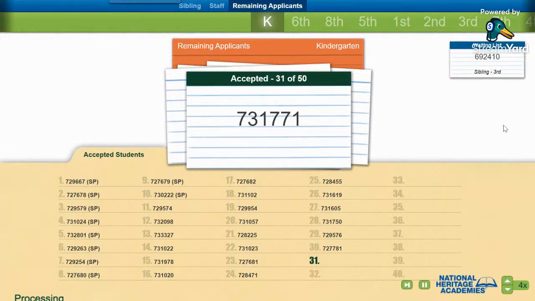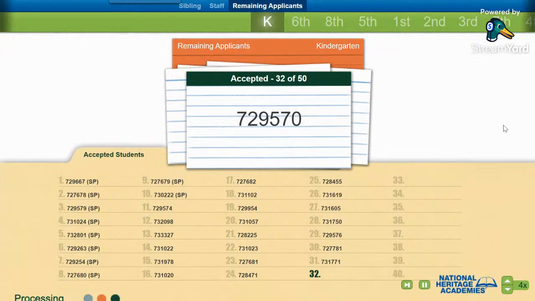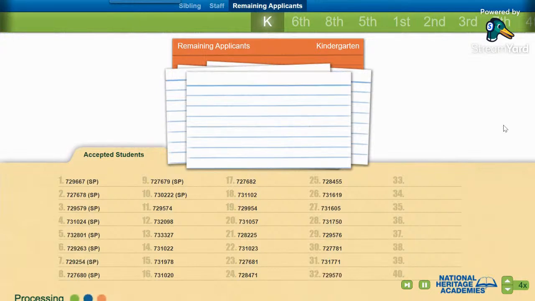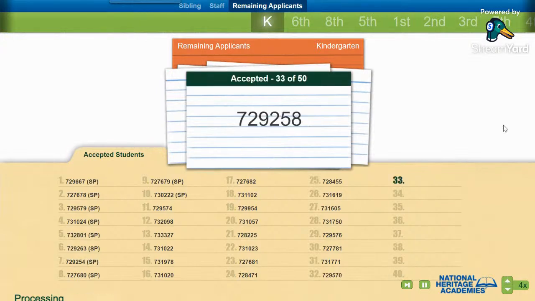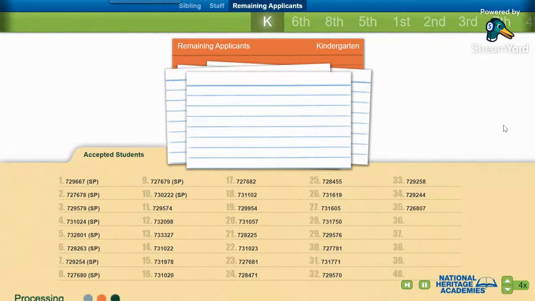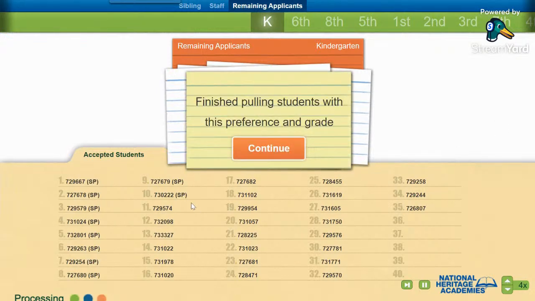731771 accepted with a sibling 692410 in third grade and 692416 in fourth grade. Both siblings put on the waiting list with sibling preference. 729570 accepted. 729258 accepted. 729244 accepted in kindergarten with a sibling 729248 in sixth grade receiving preference. 726807 accepted. That concludes kindergarten.